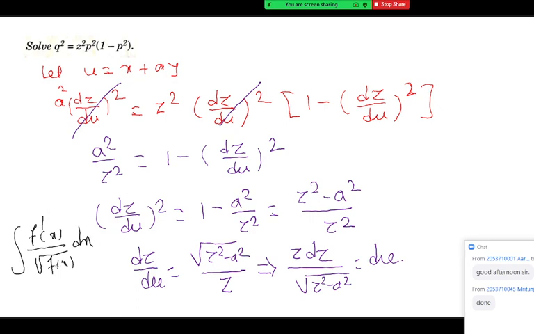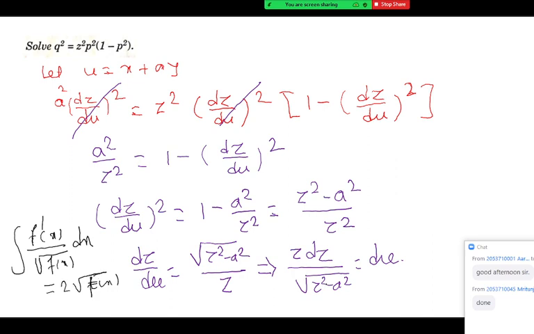If f(x) is f'(x) upon root f(x), then the integration of 1 by root t is the integration of t raised to minus half, which is t raised to half upon half. So is that 2 root t? 2 root f(x), sorry. So it is similar to that one.